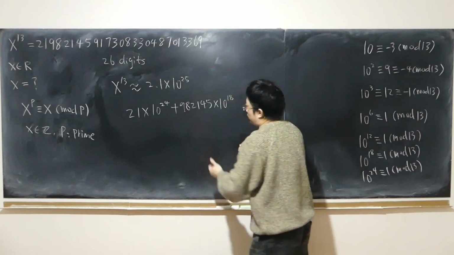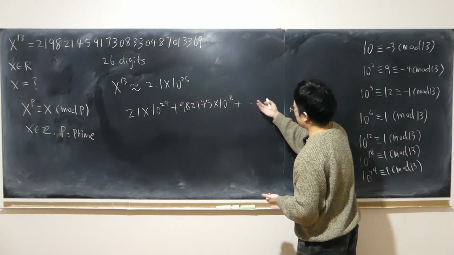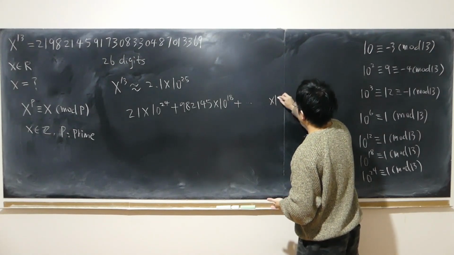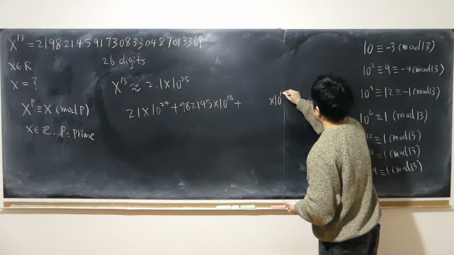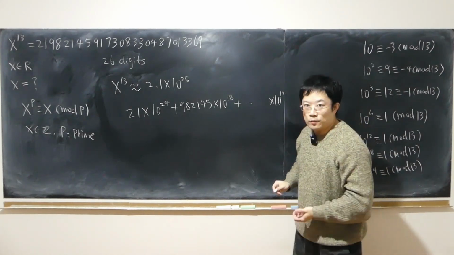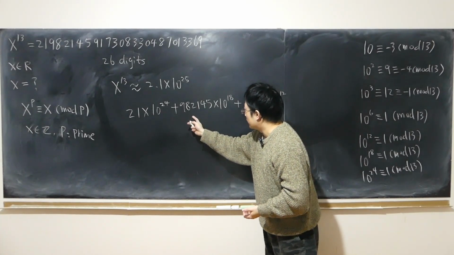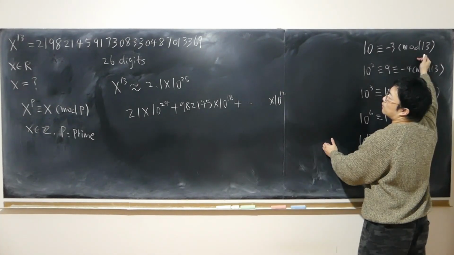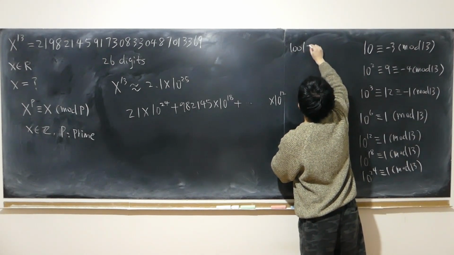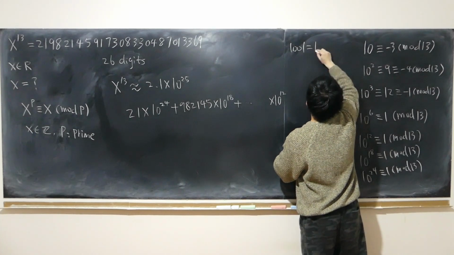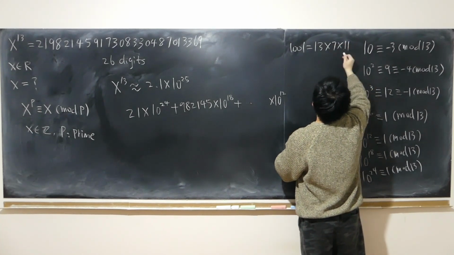But the problem is that next is probably another 6 digits times 10 to the power of 12. But you see, there's too much calculation: a 6-digit number divided by 13, a lot of calculation. So luckily, it just so happens that 1001 is a multiple of 13. 13 times 7 times 11. You can easily verify that.